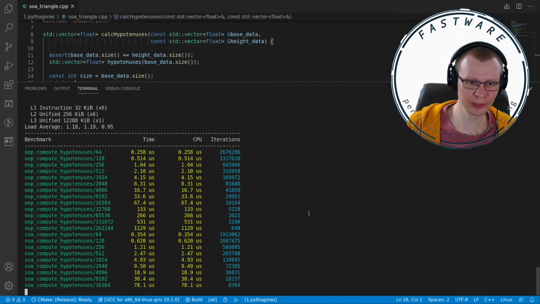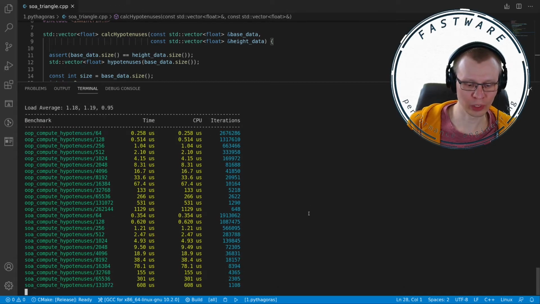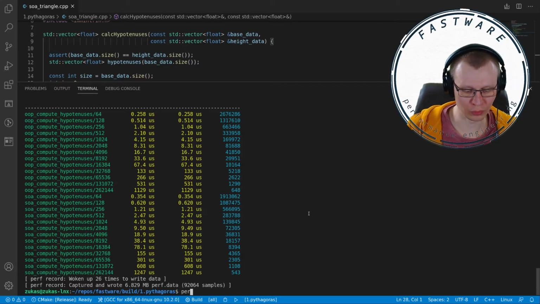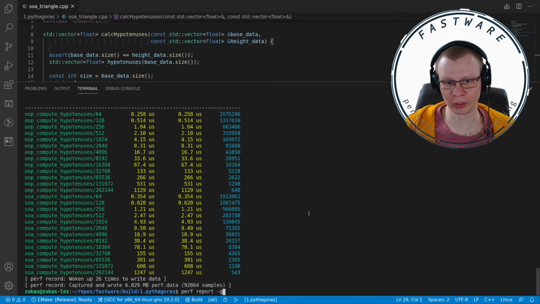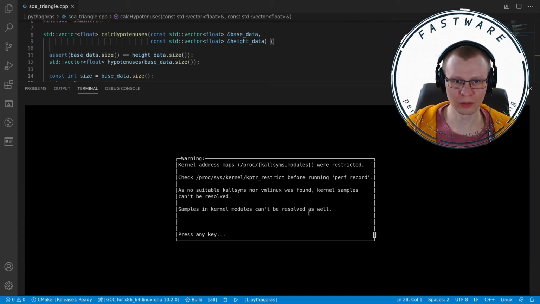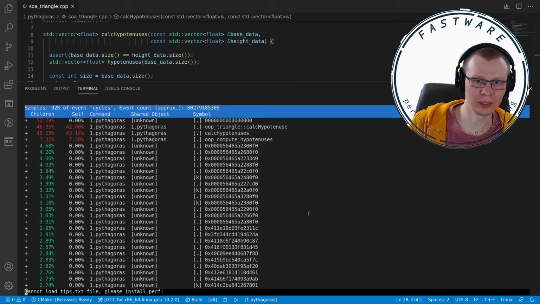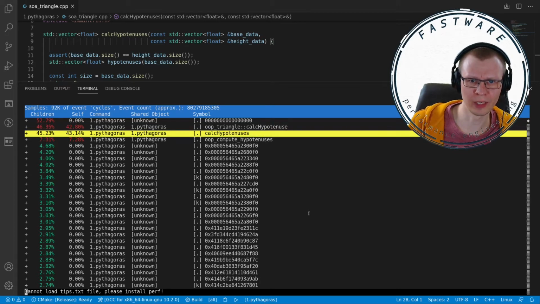Now after this is complete, which almost is, we're going to run perf report. So perf report -g. Now perf report takes in a file which was generated by perf record, which is called perf.data, and displays it in call graph information. So here we have the calc hypotenuses function, and we want to have a look. So I will press the A key to annotate.